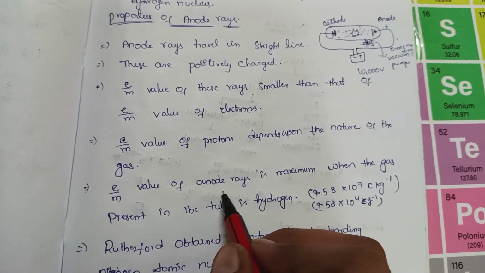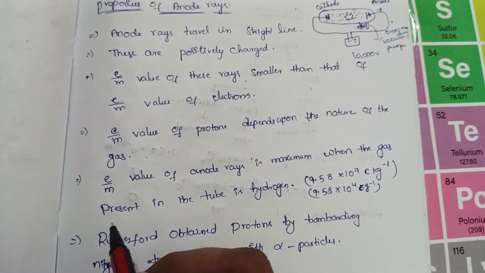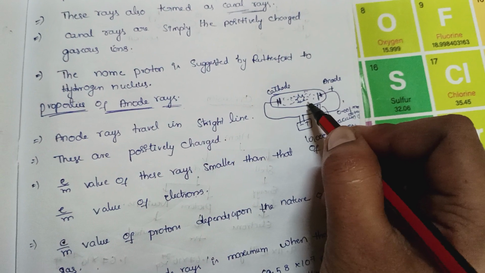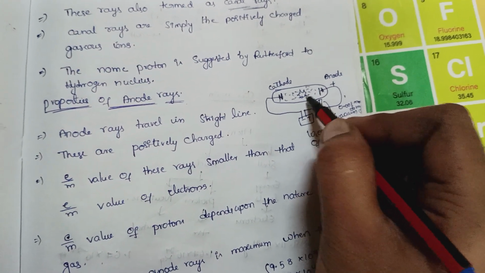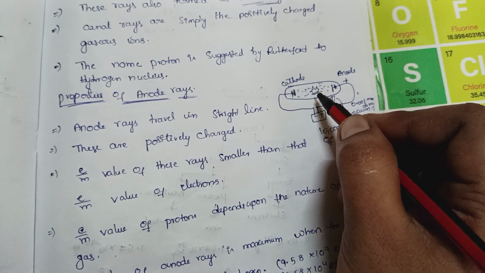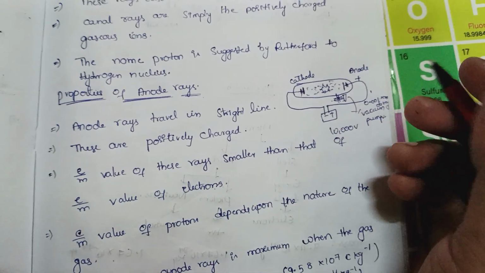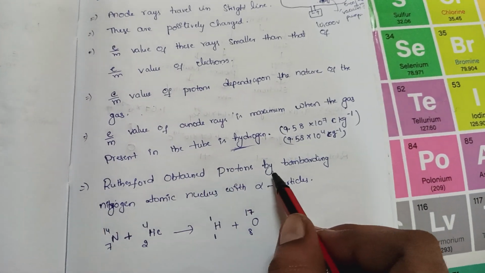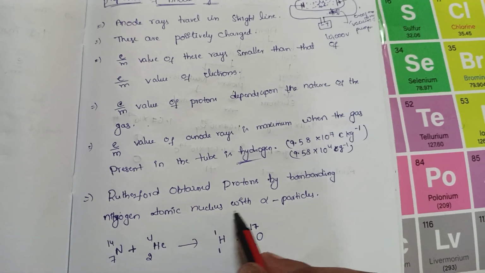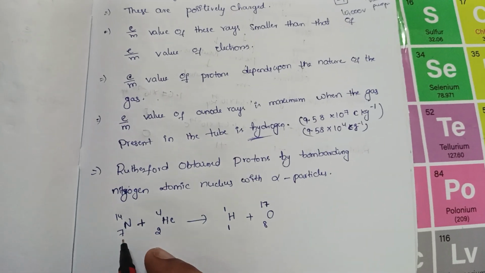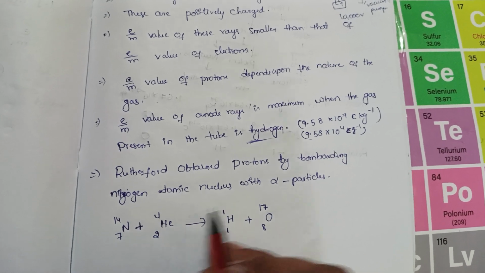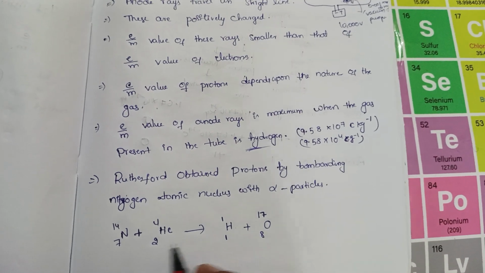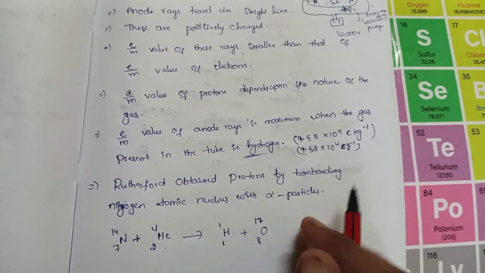The e by m value of anode rays is maximum when the gas present in the tube is hydrogen. Here, if we use hydrogen gas, the e by m value of anode rays is maximum. Rutherford obtained protons by bombarding nitrogen atomic nuclei with alpha particles. If we take a nitrogen nucleus with alpha particles, he got protons and oxygen.